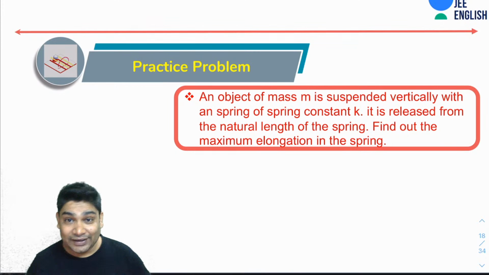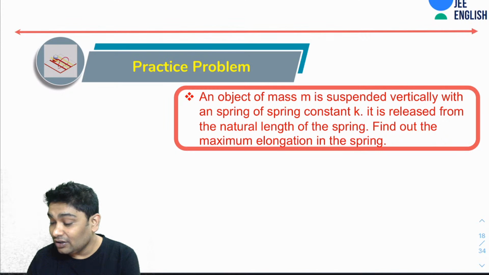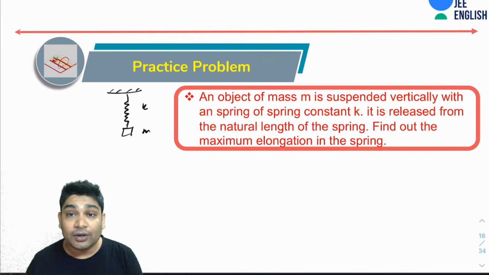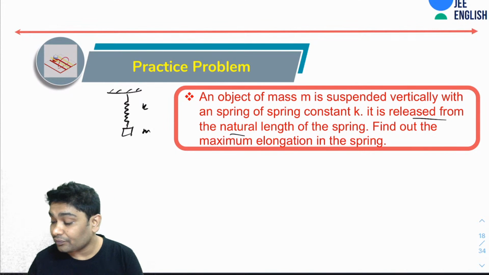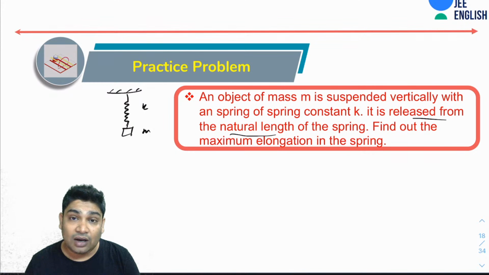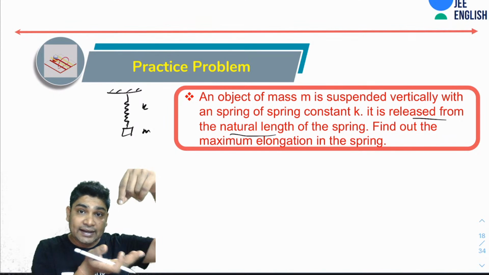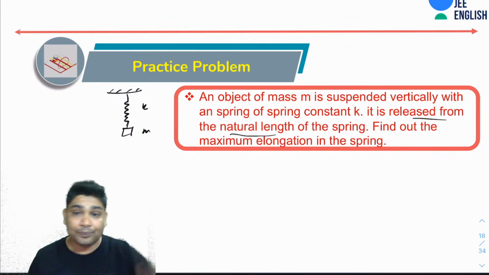Okay, so here let's try and understand the situation with the help of a diagram. You've been told a block of mass m is suspended vertically from a spring of spring constant k. So this is a spring and this is the block. The block has mass m, the spring has spring constant k, and you've been told it is released from the natural length. So this is how it is hanging, and initially I'm maybe holding it so that the spring is in its natural length. Now I let go.